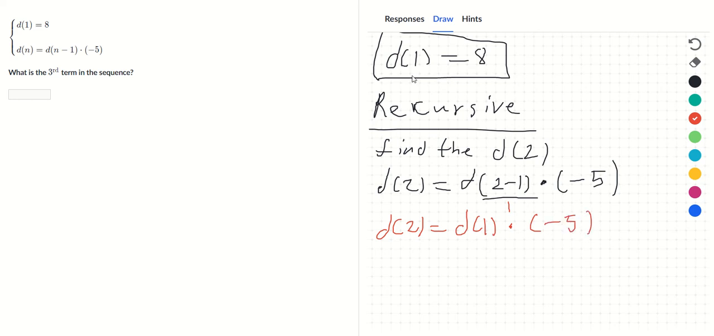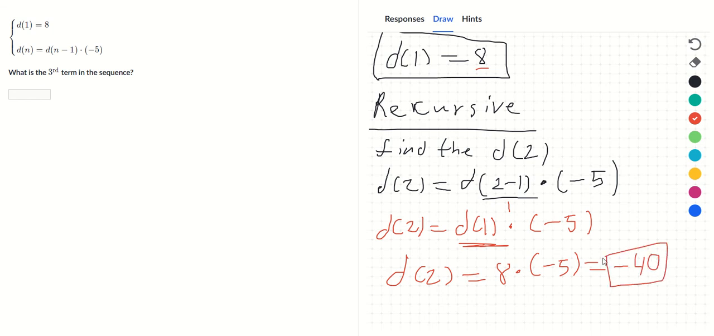Well, you have d of 1 already. D of 1 is 8. So d of 2 equals 8 times negative 5, which is negative 40. So there you go. D of 2 is negative 40, but that doesn't solve my problem. My problem is the third term, d of 3. So what is d of 3? All right, so far so good. You can pause the video.